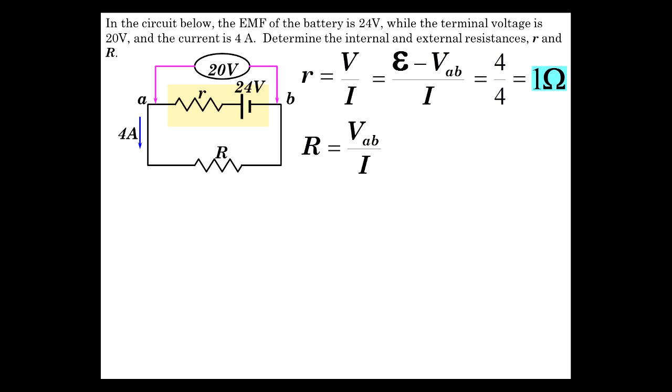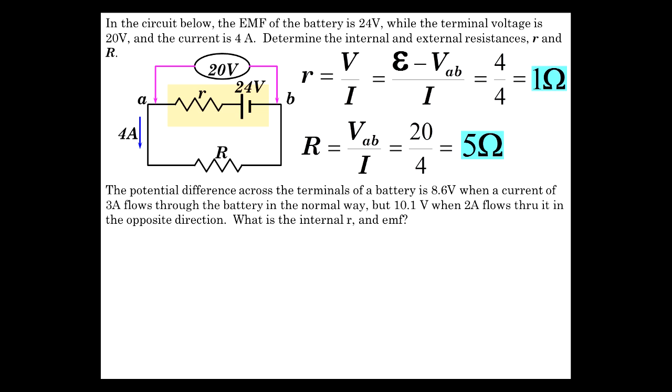Now, what about the external resistance? The external resistance is its voltage divided by the current, 4. Its voltage is the terminal voltage because it's across the terminals. So it sees the terminal voltage. The external circuit knows nothing about what's going on inside here. We already took care of that. So VAB, 20 over 4, 5 ohms. There you go.